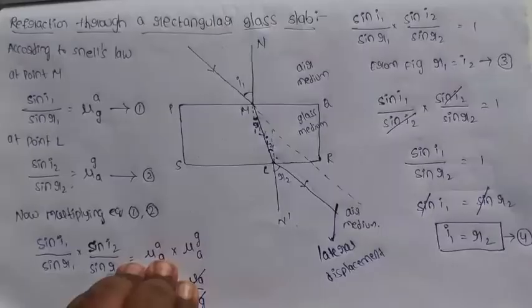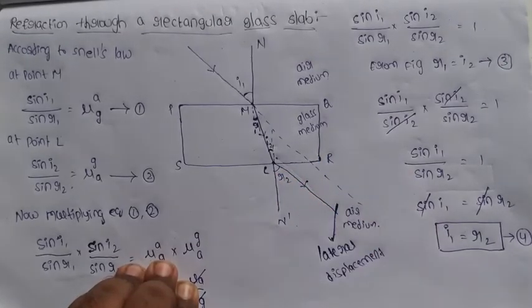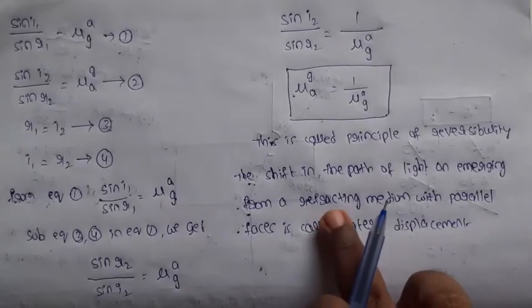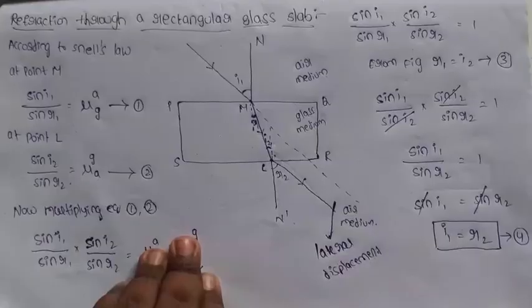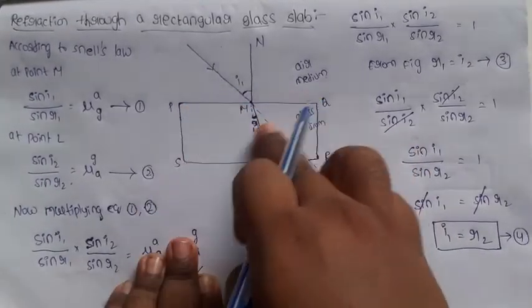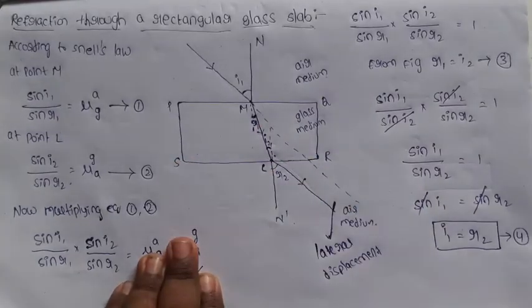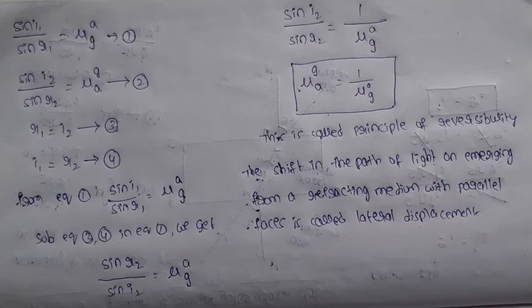Emerging means the refracted ray, also known as the emerging ray, from a refractive medium with parallel faces. A glass slab has two faces, one is the upper face, and this one is the lower face. The shift is called lateral displacement. Now, the expression for the lateral displacement.